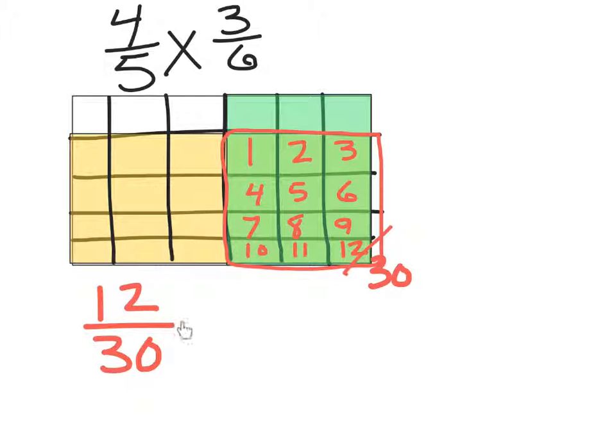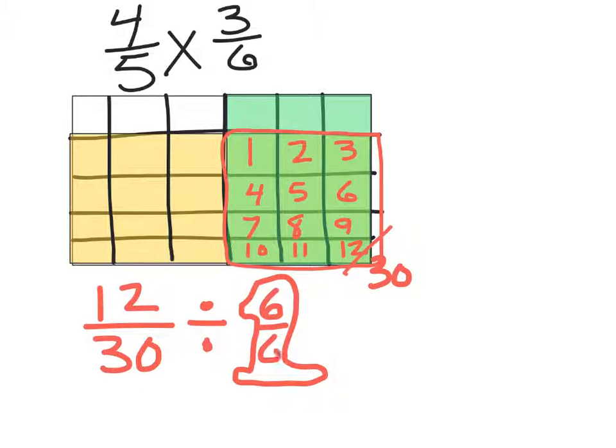However, I must say, this can be simplified, and I happen to know that 6 is a factor for both 12 and for 30. So I can not multiply, but divide. I can divide this by the giant one of 6 over 6, and that will reduce it or simplify it. 12 divided by 6 is going to give me 2, and 30 divided by 6 is going to give me 5, and 2/5 is the simplified form of 12 30ths.